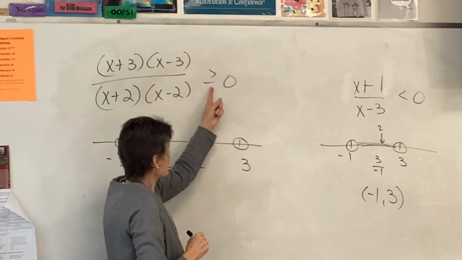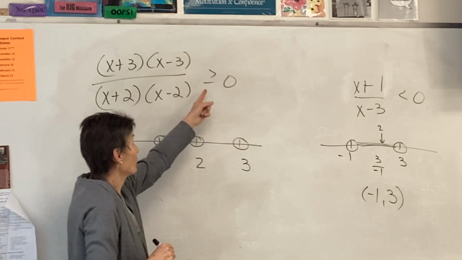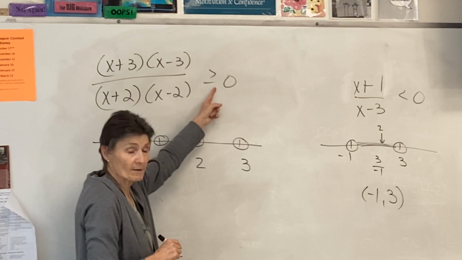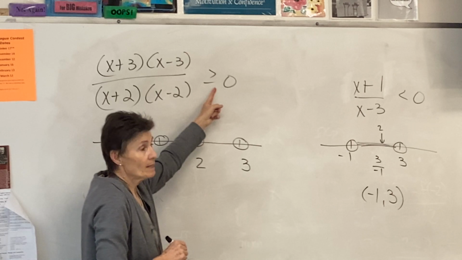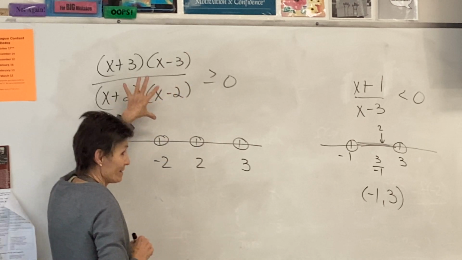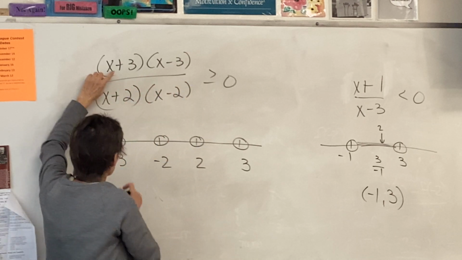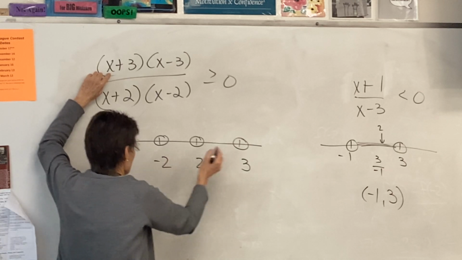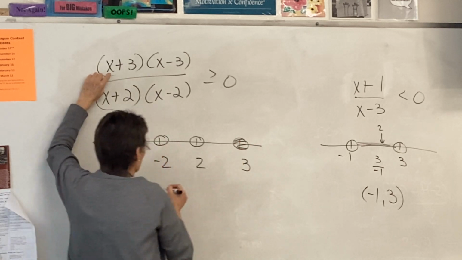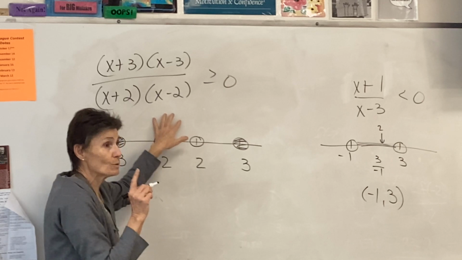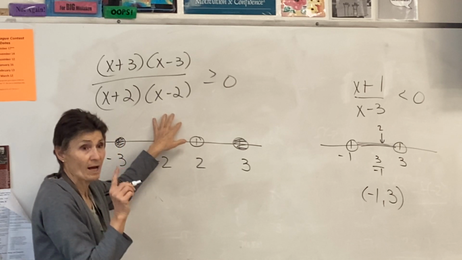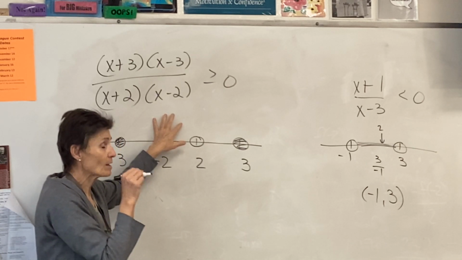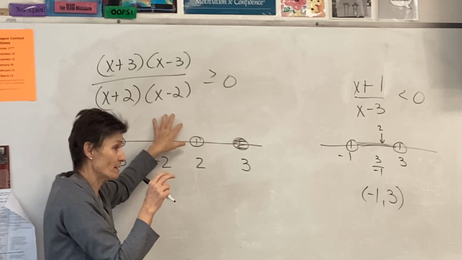When you see that symbol, what are you programmed to do? Close. Shade in the dots, close in the dots. With a problem like this, I'm gonna close in these. But I can never close in denominator dots. Denominator dots have to stay open.